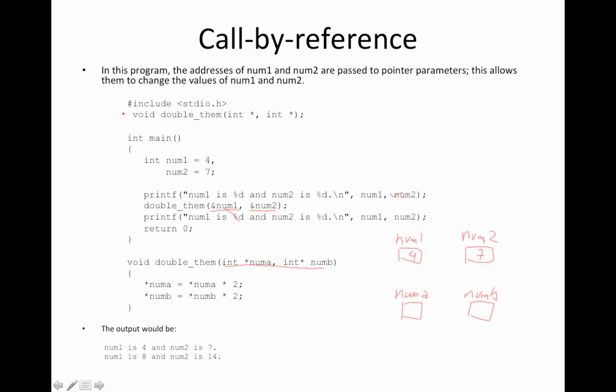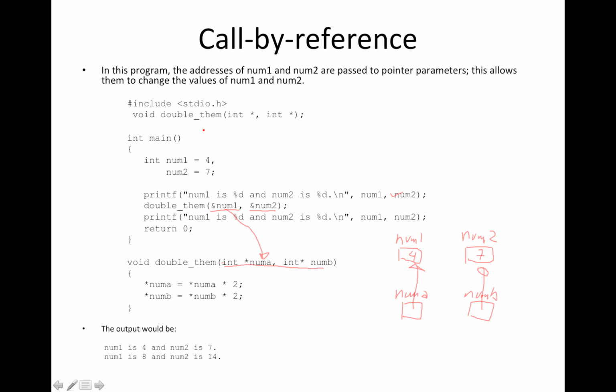So we're passing the address of num1 to be the value of num-a. So num-a stores the actual address of num1, but what we'll say is that it points to that location. And we're passing the address of num2 to be the value of num-b, so num-b points to that location. Then, in the body of the function, star num-a is the dereferencing operator. So that means the value in the location pointed to by num-a, which is 4.